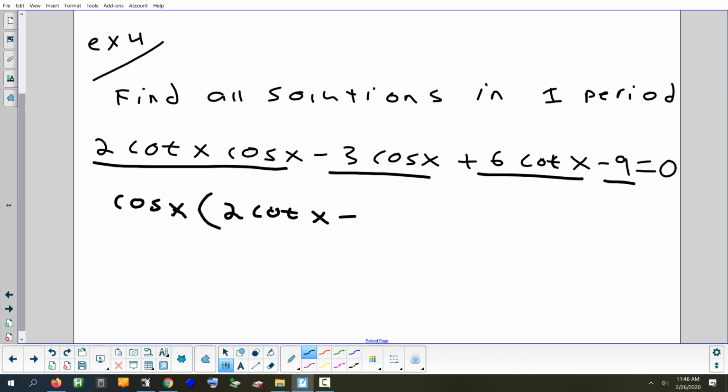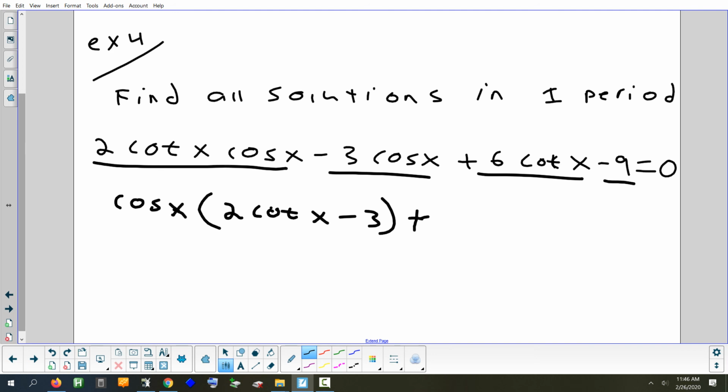And what if you factor cosine x out of the second term? What's left? 3. So with factor by grouping, the hope is that you get 2 cotangent x minus 3 again. If you don't, then you can't do factor by grouping. So let's see what happens.